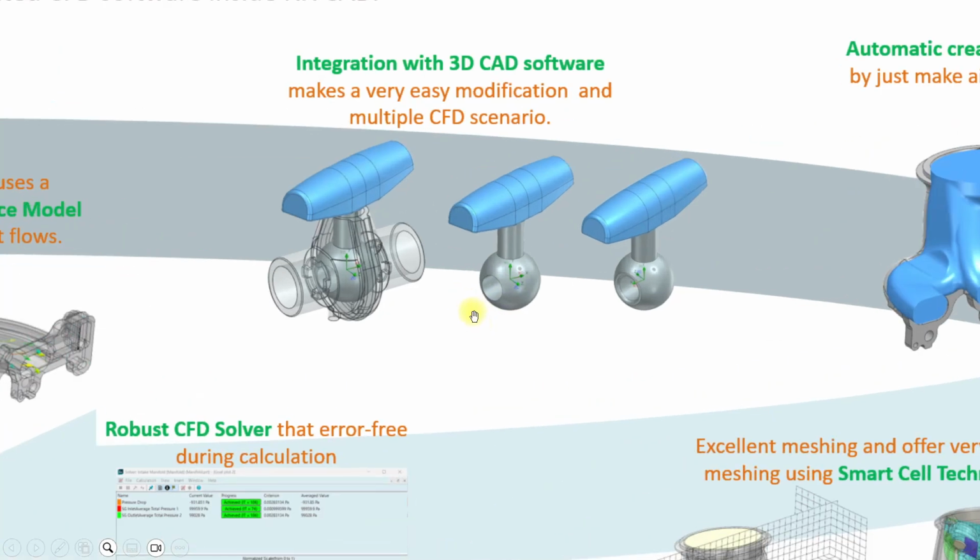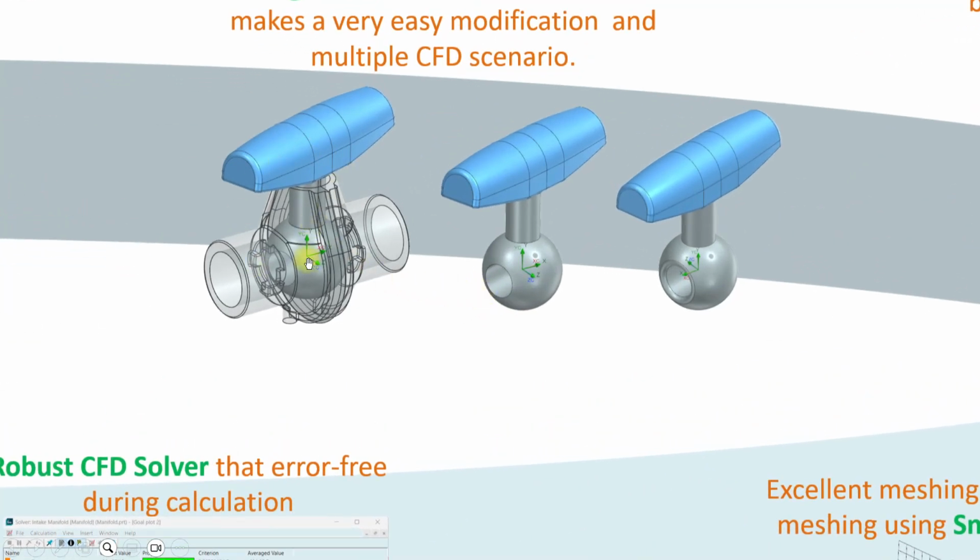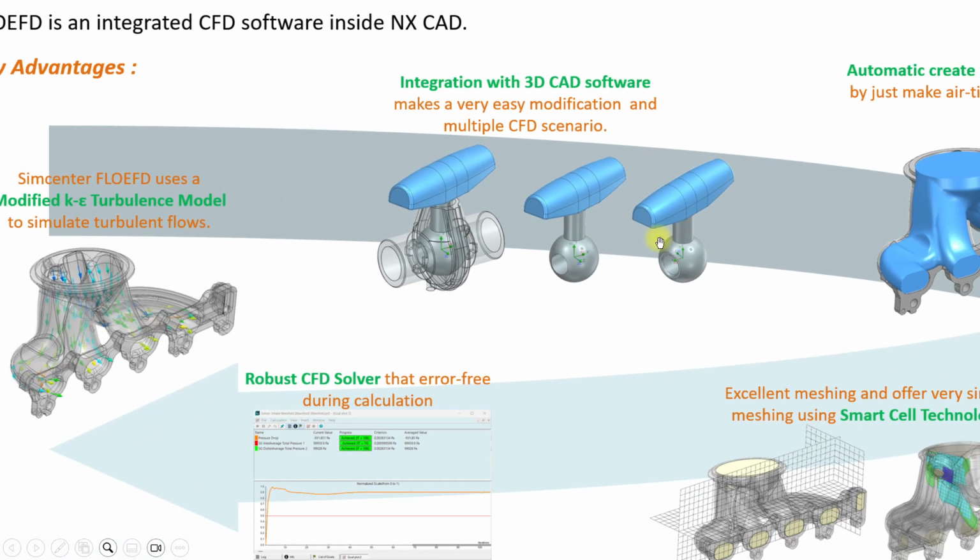For example, in this case, this is the valve. We have sharp edges for the ball valve, and also we have another design option using a radius for this ball valve. So it means you can create multiple scenarios in the CFD simulation because it's integrated with the CAD software.